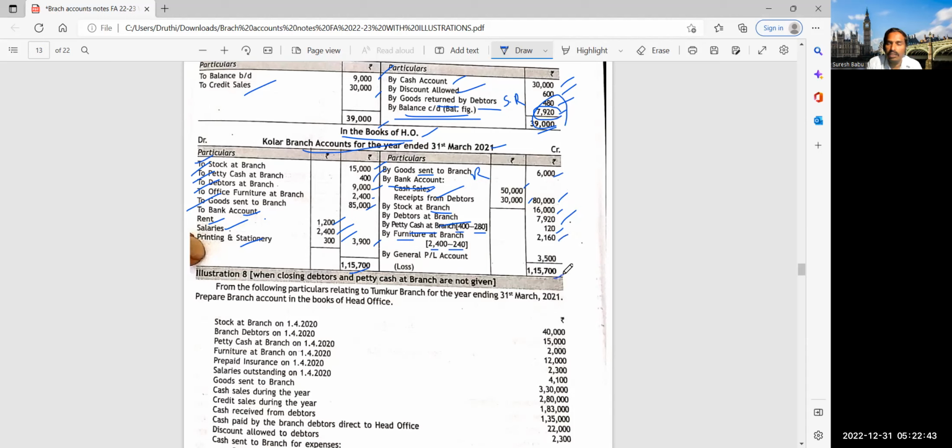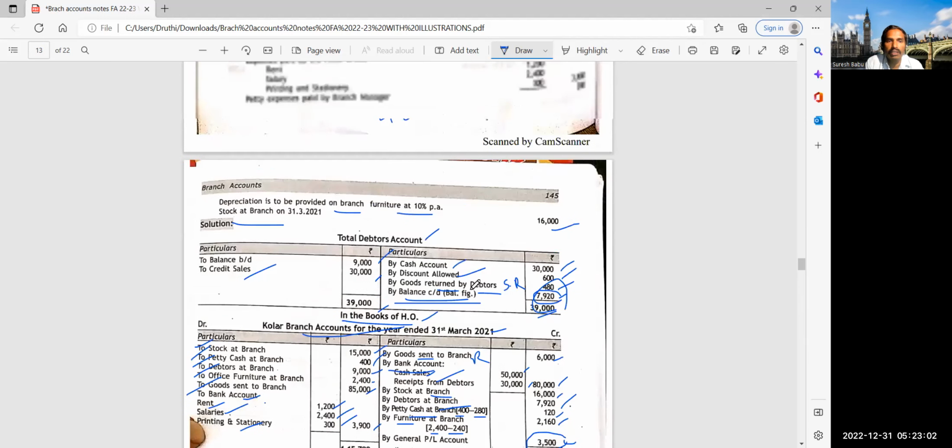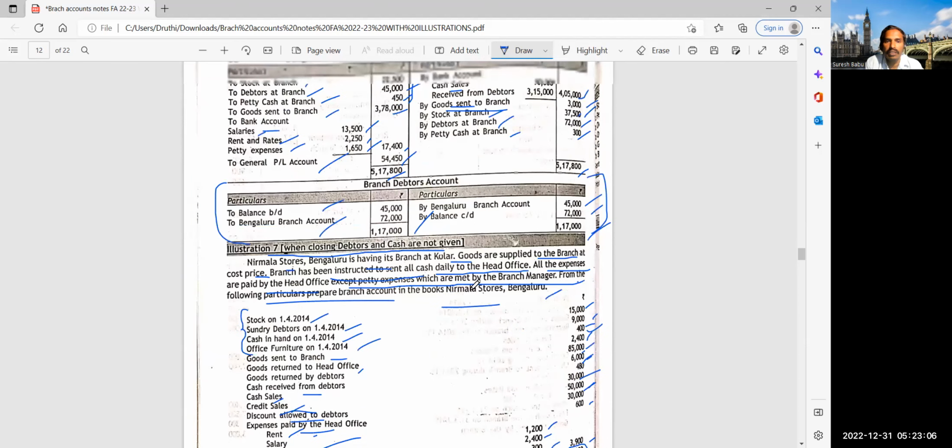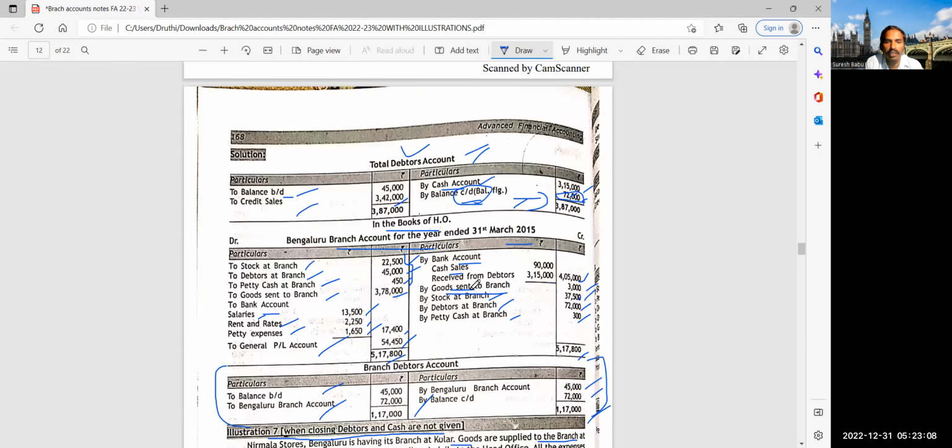Now you balance it. This is the particular sum where they get a loss for the first time. Which side is more? Debit side is more. 1,15,700 and 1,15,700, please cross check. The difference is loss: branch loss, by general profit and loss account. This is the first time. Please cross check once again. How many sums have we done? Two sums we have done. Revise it, repeat it once again, learn it.